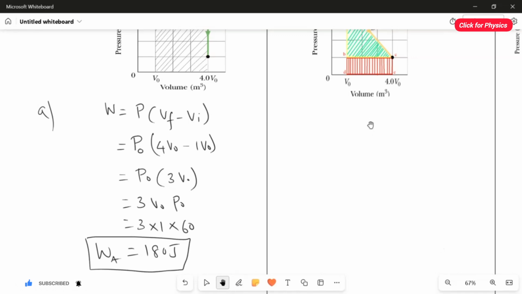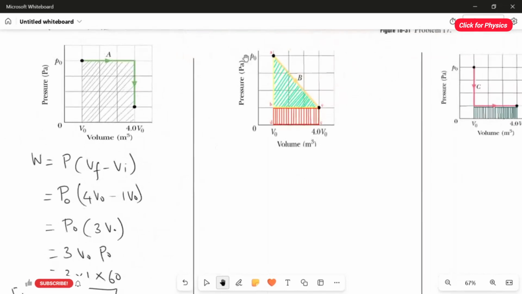Clear? Likewise, we have to apply the same rule for path B. But if you see, when you shade the area under this yellow color, it is not a perfect shape. So I considered this shaded part as 2 different shapes. You can see this green shaded area looks like the area of a triangle, and this shaded area looks like the area of a rectangle. Once you apply the formula for the area of the triangle and the formula for the rectangle, you will get the answer for the work done by path B.